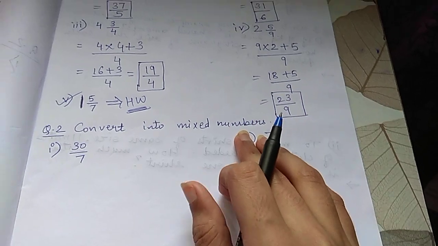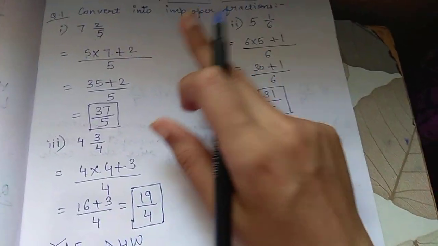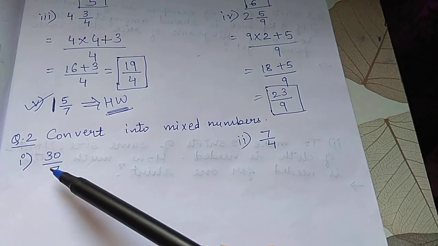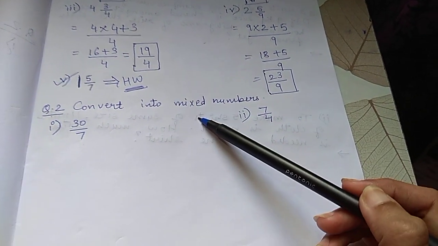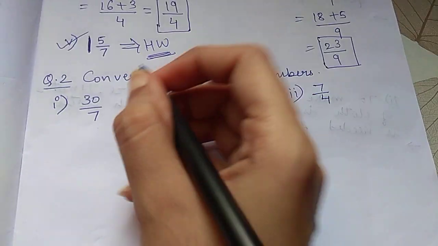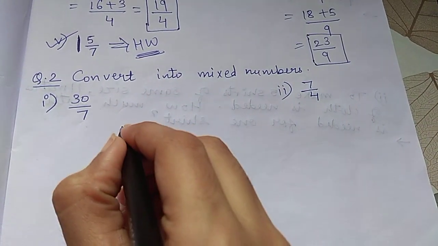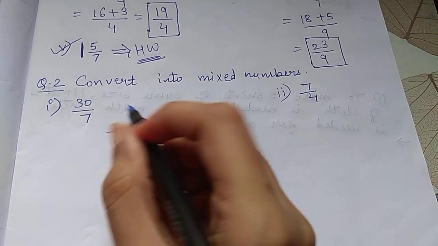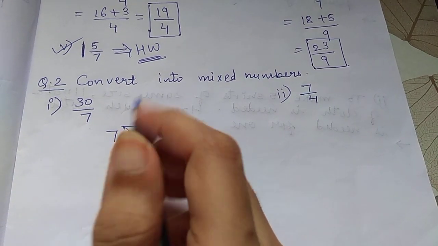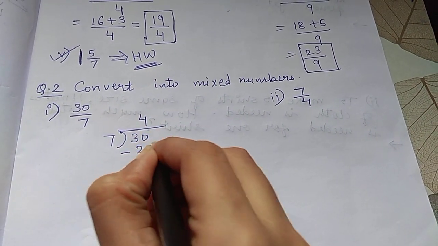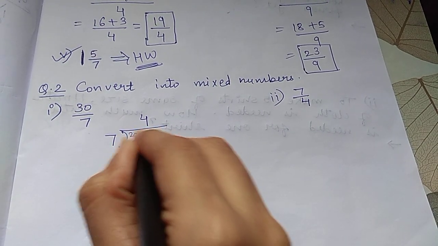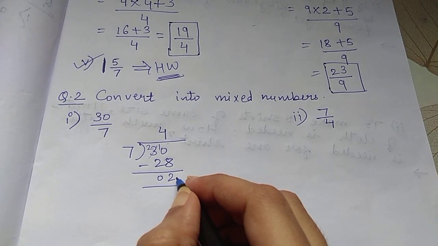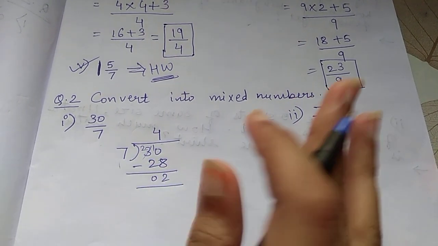Convert into mixed number. The previous one's opposite. Here we converted a mixed number into an improper fraction. Now we have to convert an improper fraction to a mixed number. So, a very easy trick. What will we do? We will just do the division. 30 inside, 7 outside. Numerator inside, denominator outside. 7 fours are 28. Remainder 2. Now we cannot divide. 2 doesn't come in 7's table, so we will stop here.